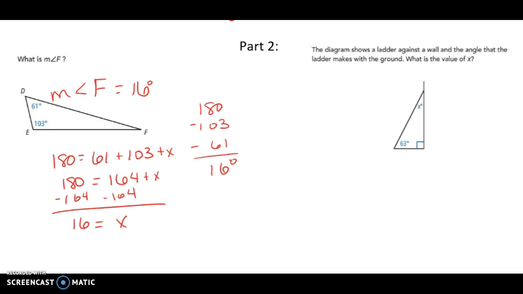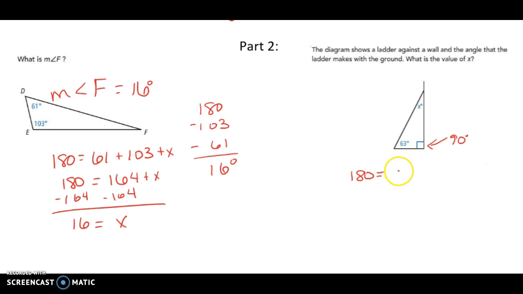Okay, looking at part 2, the problem says that the diagram shows a ladder against a wall and the angle that the ladder makes with the ground, which is a 90-degree angle. It's a right angle. So the question is do you know that this equals 90 degrees? And we've been over that, so most of you do. And so then we just go ahead and do the problem the exact same way.